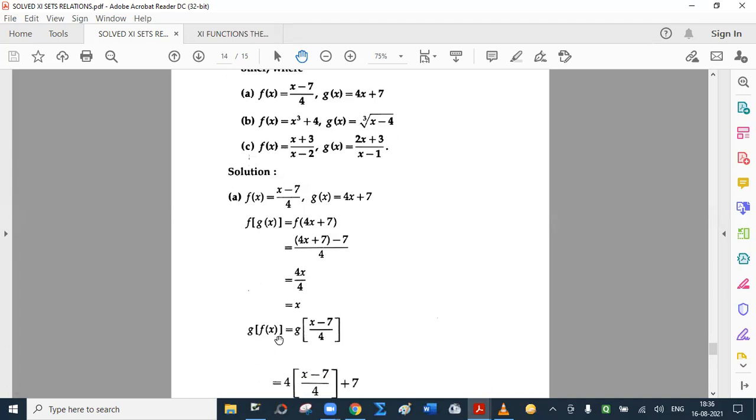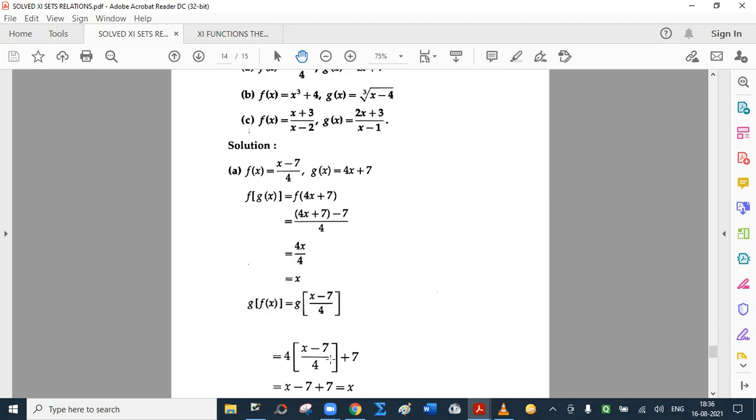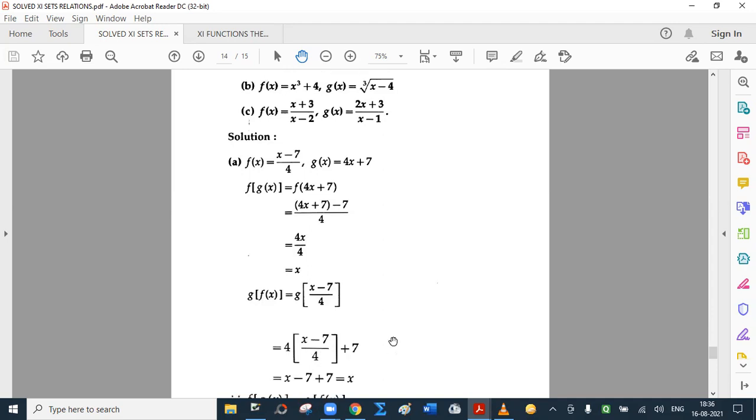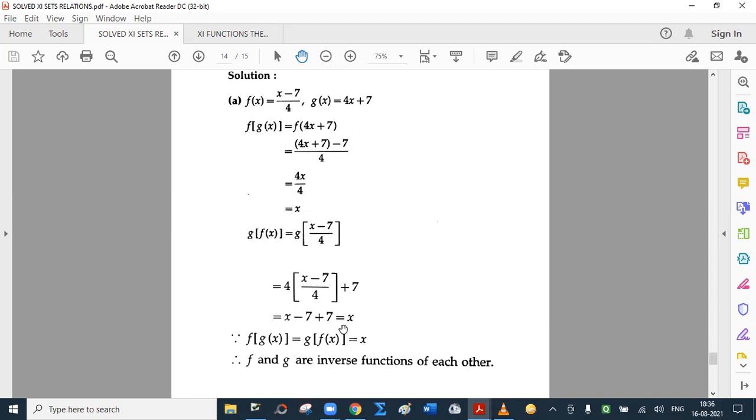Anyway, second, g of f of x is g of x minus 7 upon 4. Now, what is g of x? It is 4x plus 7. Whatever is written here, first multiply by 4 and add 7 to that. So it is g of x minus 7 by 4. Multiply x minus 7 by 4 and then add 7 to it. Yes, you get x, as the composite of g and f is the same as the composite of f and g, and each is x. That is important. f and g are inverse functions of each other.